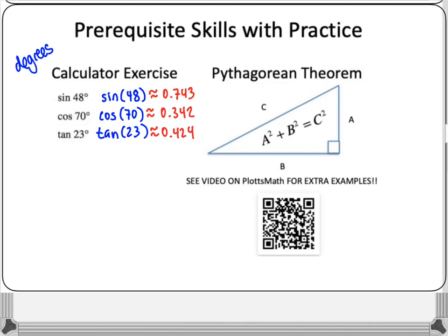If you got something different, you might be in radians, and you might have to switch over to degrees. If you have a problem with that, you can ask, and I can help you out getting your calculator in the correct mode.